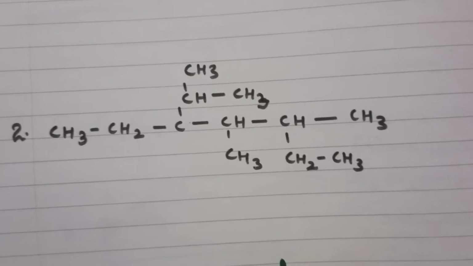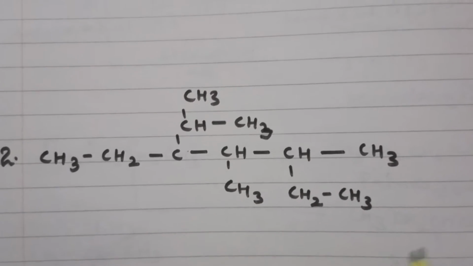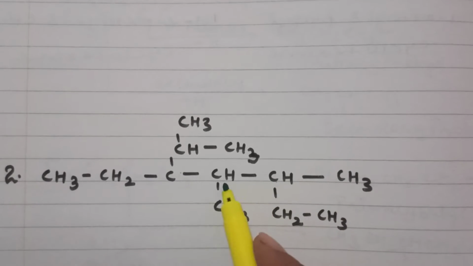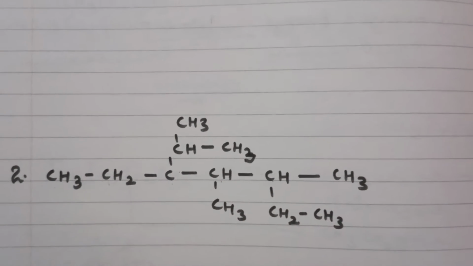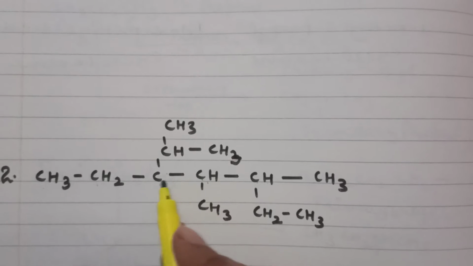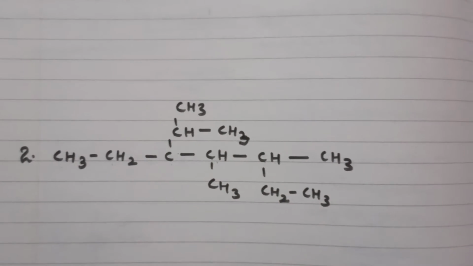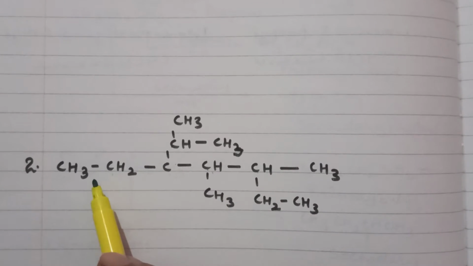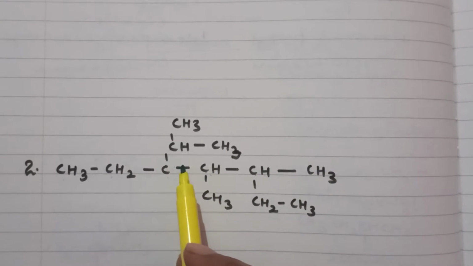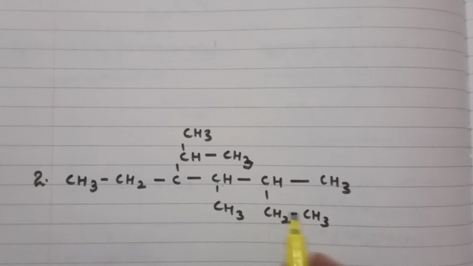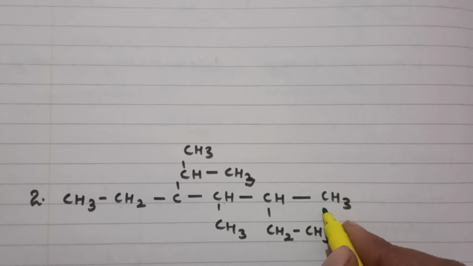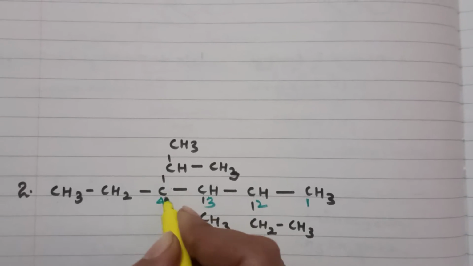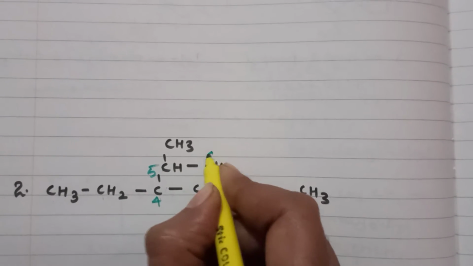So let us do another practice. This is the structure. You try this. How many carbons are in the chain? 1, 2, 3, 4, 5, 6. Okay, there are 2 chains forming, but which one do we have to choose? This one. 1, 2, 3, 4, 5, 6.